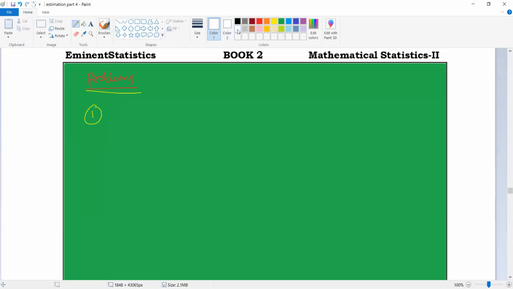Problem 1. Let Xi follow Poisson(lambda), IID random variables, i = 1 to n. Find the MVB for lambda. Very, very important one.